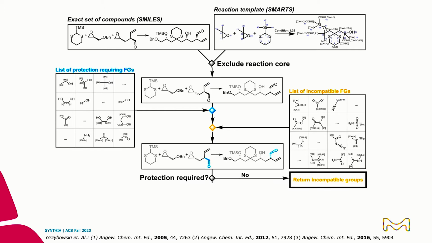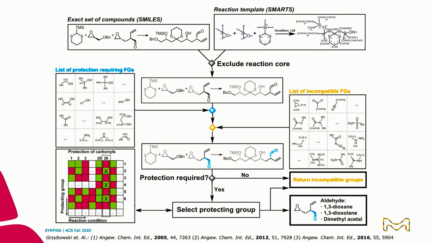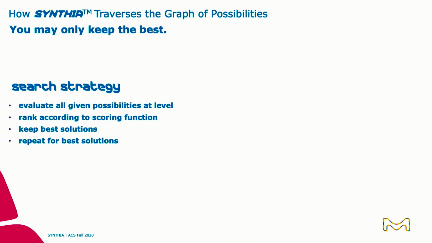And so if no protecting groups are required, it would return a list of any incompatible functional groups within that particular reaction. And if they existed, it would actually filter that out as a viable option from that result set for your product. If a protecting group is required, it would select a protecting group that would be compatible with those reaction conditions, and then it would return it with that reaction as it's being proposed in your result set.